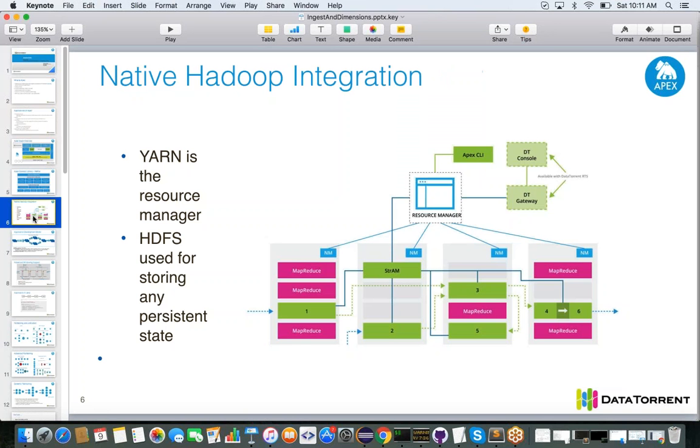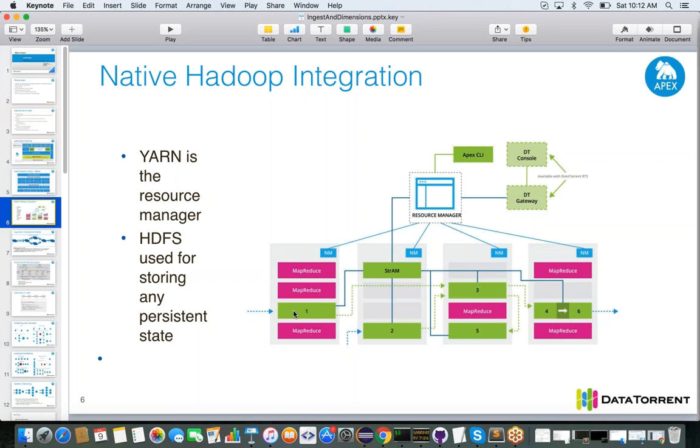All right. Here's how your Apex application would look on a cluster. So this is a logical view of the cluster, right? So there are 4 data nodes, 1, 2, 3, and 4. There's a resource manager and a per node manager. So Yarn is the resource manager. Apex command line interface interacts with Yarn to submit applications.